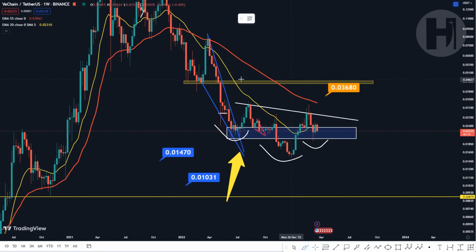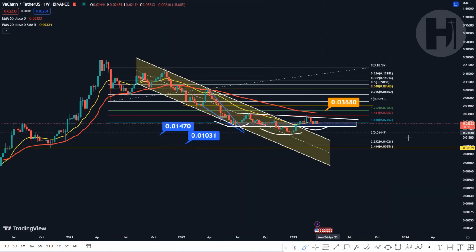For us to be targeting this block, we need to first of all break above the neckline and have a nice back test of support. After that, we could be targeting this resistance block here. So that's regarding the pattern that we see.